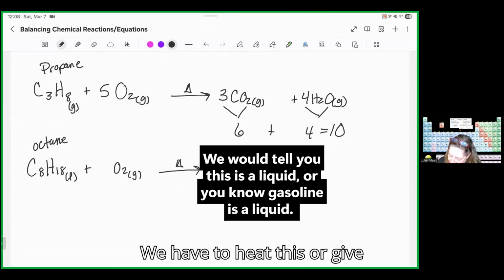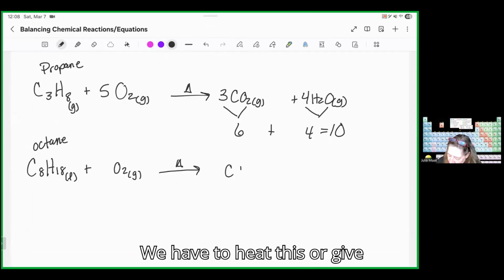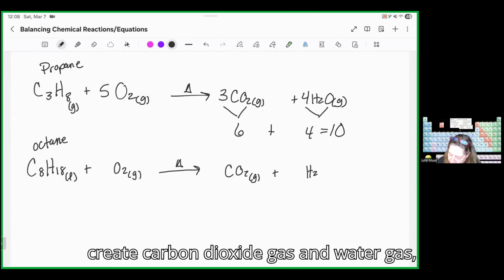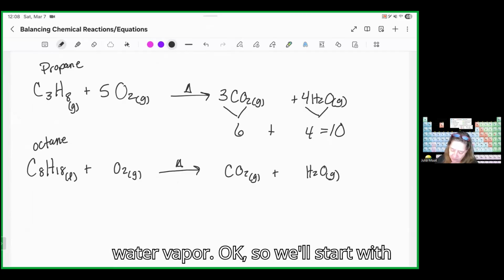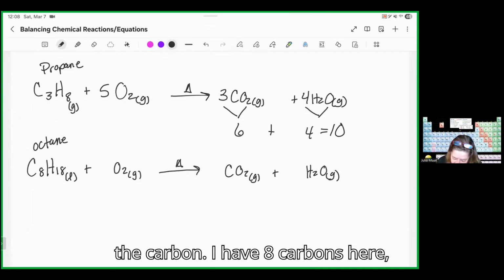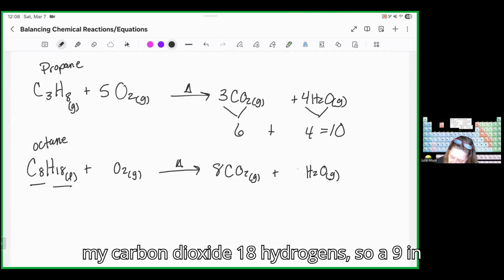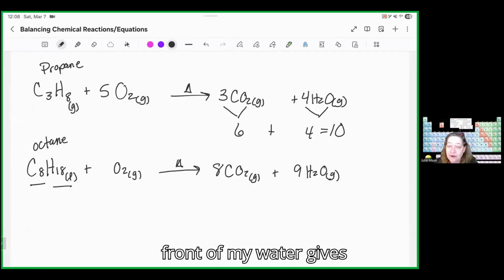We have to heat this or give it a spark. We're always going to create carbon dioxide gas and water gas, water vapor. Okay. So we're going to start with the carbon. I have 8 carbons here, so I'm going to put 8 in front of my carbon dioxide. 18 hydrogens, so a 9 in front of my water gives me 18 hydrogens.